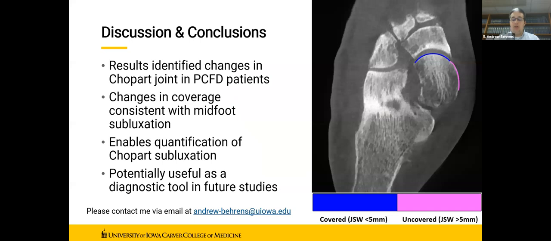In summary, we developed tools to quantify 3D measures of subluxation in the Chopart joint for the first time. Our results support the occurrence of significant Chopart joint changes in early flexible PCFD. These changes are consistent with midfoot subluxation, which has long been thought to be part of flatfoot deformity. Therefore, when combined with prior results from the hindfoot, we can now quantify components of hindfoot and midfoot subluxation. These could be used to delineate subtypes of deformity in future studies.